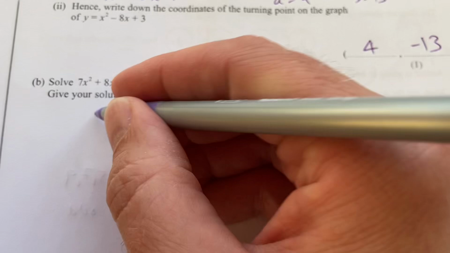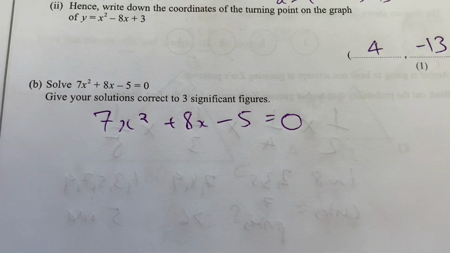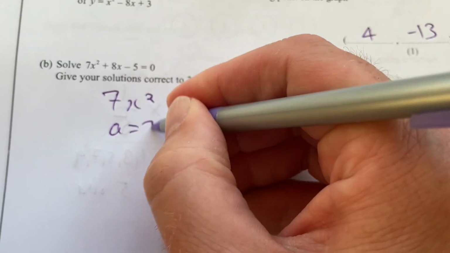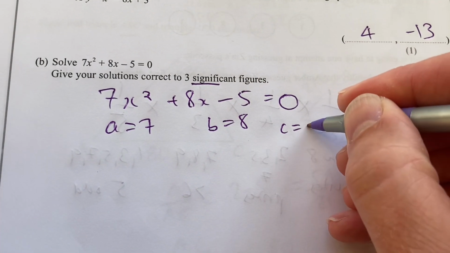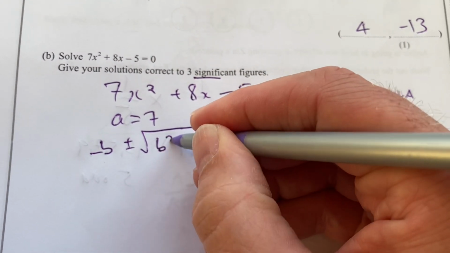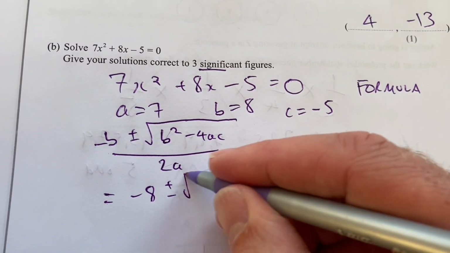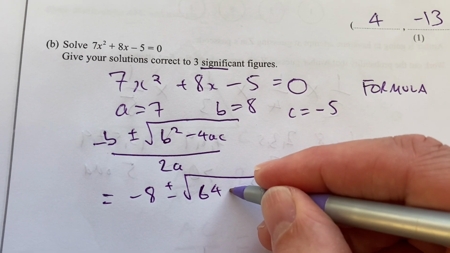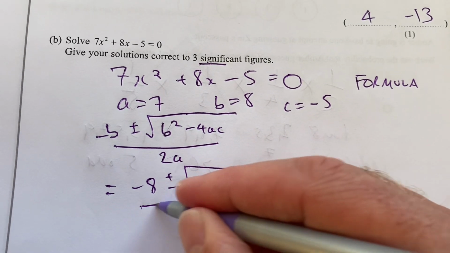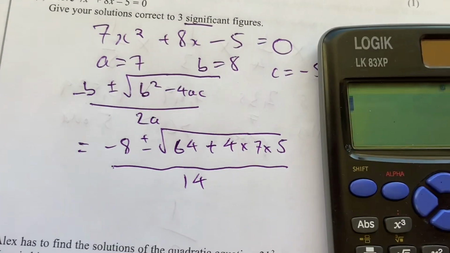Okay, now we have another quadratic, 7x squared plus 8x minus 5 equals 0. And we've got to find the solution to three significant figures. Means we need the formula. So a is 7, b is 8, c is minus 5. So we're looking for minus b plus minus the square root of b squared minus 4ac all over 2a. So we want minus 8 plus minus the square root of 64 minus 4 times 7 times minus 5. So I'll change that sign there. All over 14. Now I'll plug that into my calculator because it's a calculator paper.